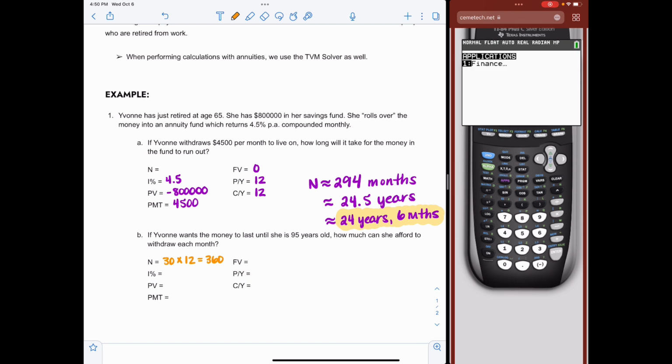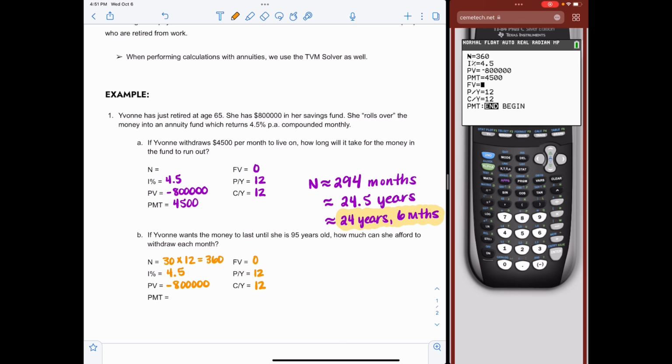Oops, excuse me. Let me go to the TVM Solver. So N is 360. We know the interest rate is 4.5%. Remember that the present value is negative 800,000. We don't know the payment yet because that's what we're trying to figure out. How much should she get paid out each month? We know we want the future value, of course, to be 0 because the purpose of it is to use the money until it's gone. And then it says it's compounded each month. So that means the periods per year and compounds per year is both 12.